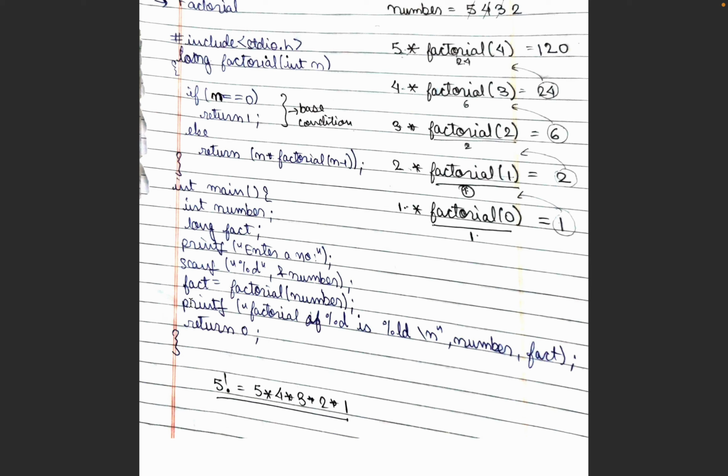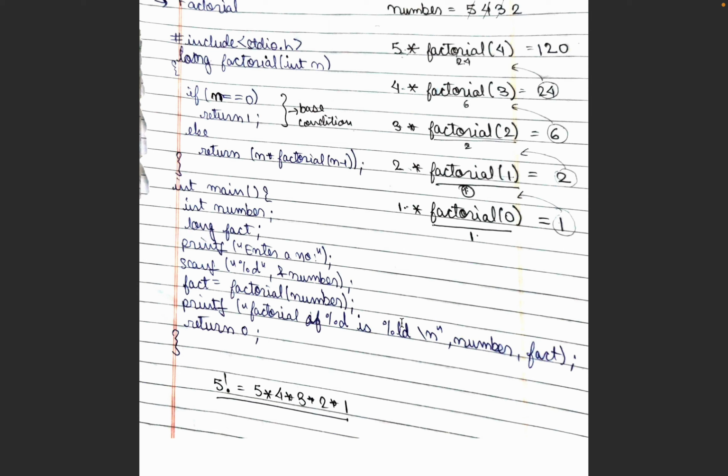Printf is just a simple print statement in C. Factorial of percentage d. Percentage d is like taking the value from here, and is percentage ld. Why have I taken ld? Because it is a number representing long. Since I have taken fact as long, because for 5 factorial it is 120, but for others it might be a large number, so I have taken it long.